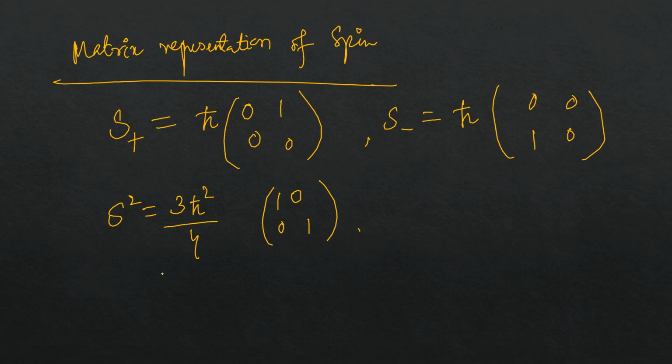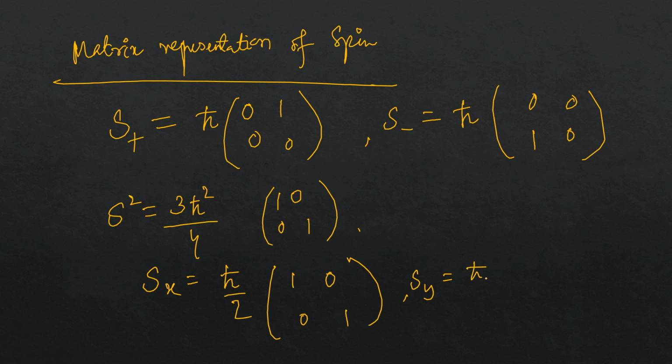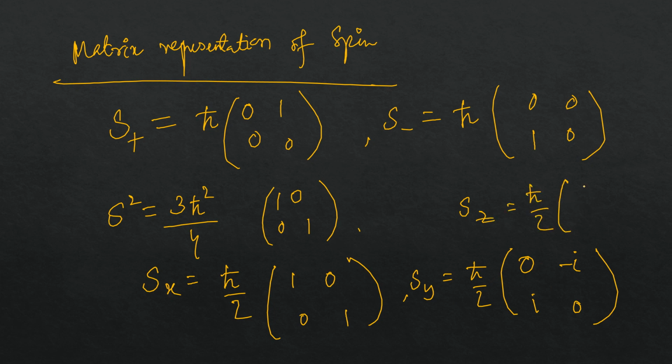And your Sx is how much? H cut by 2 times the matrix 0 1 1 0. Sy is what? H cut by 2 times the matrix 0 minus i i 0. And your Sz is h cut by 2 times the matrix 1 0 0 minus 1. Okay, got it?